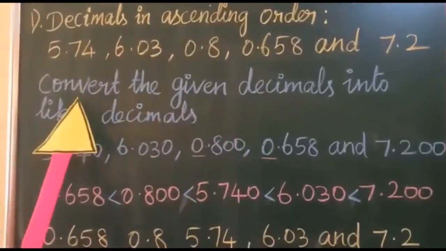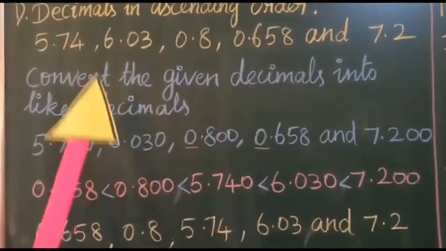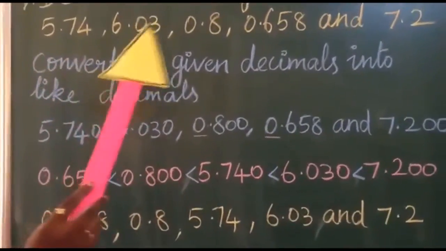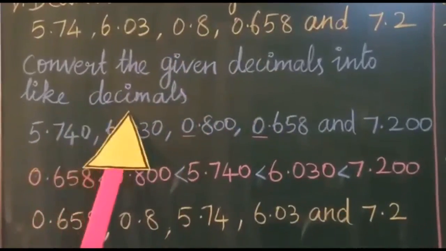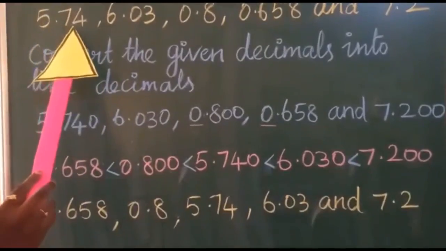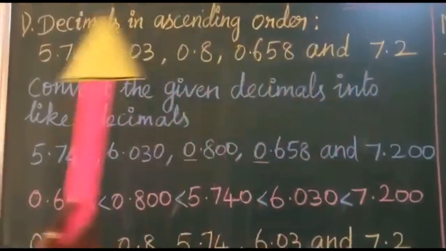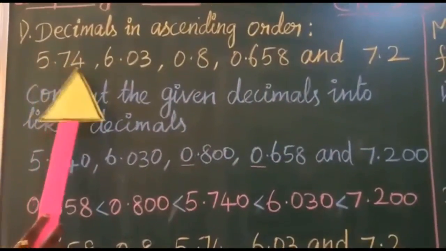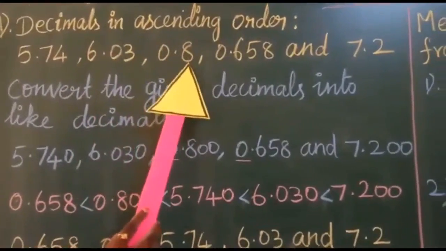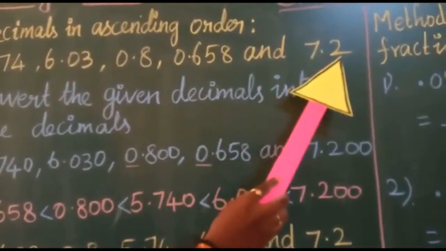Let me move to converting the given decimals into like decimals. When you are comparing, before that you should convert the decimals into like decimals. We know like decimals also: after the decimal dot, all the numbers of digits should be equal. So see here, after the decimal dot 2 digits, after the decimal dot 2 digits, after the decimal dot only 1 digit, after the decimal dot 3 digits, after the decimal dot 1 digit.